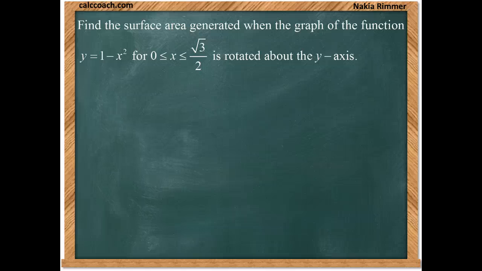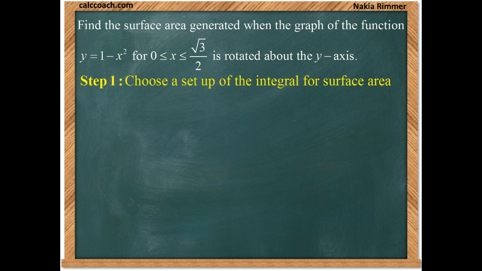Find the surface area generated when the graph of the function y equals 1 minus x squared, for x between 0 and root 3 over 2, is rotated about the y-axis. First step is to figure out which form of the surface area calculation integral you're going to use. And it all starts by recognizing the axis which you're rotated about.